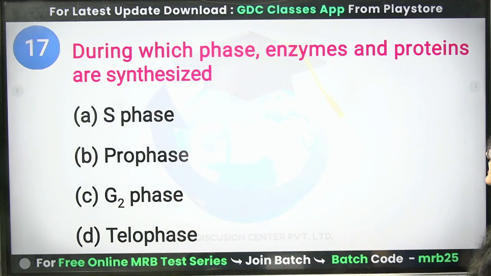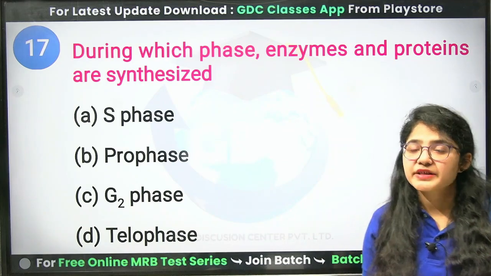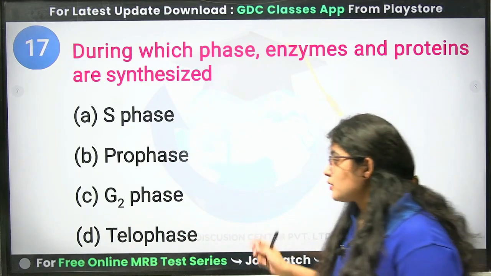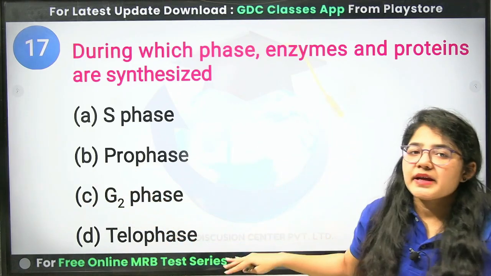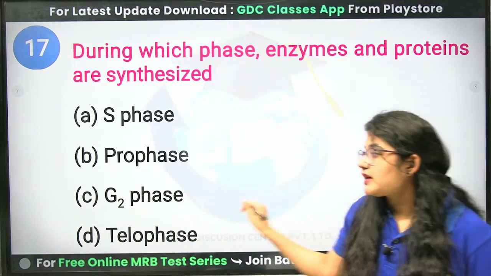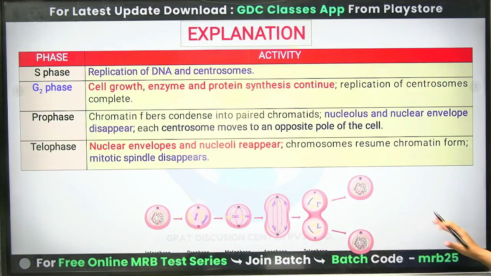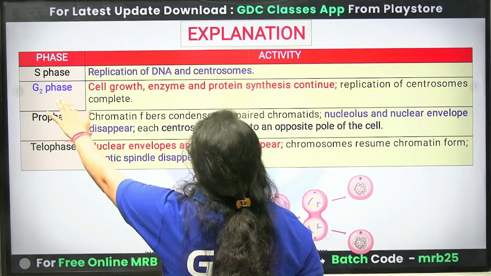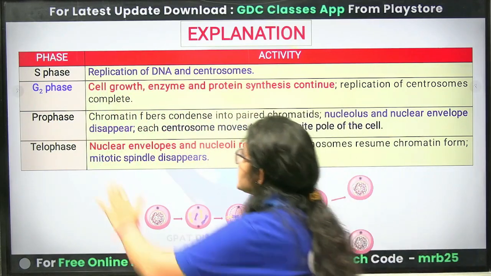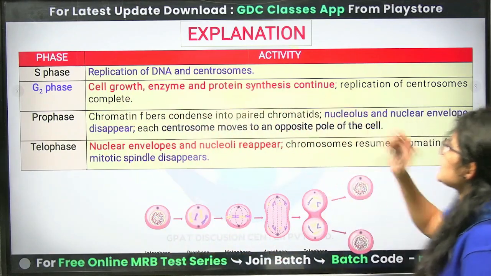During which phase are enzymes and proteins synthesized? So the G2 phase is the phase where the enzymes and the proteins are synthesized. Clear? What will be the correct answer? That is your G2 phase. Clear? Just see here. The S phase represents the replication of DNA and the centrosomes. The G2 phase is responsible for cell growth, enzyme and protein synthesis.